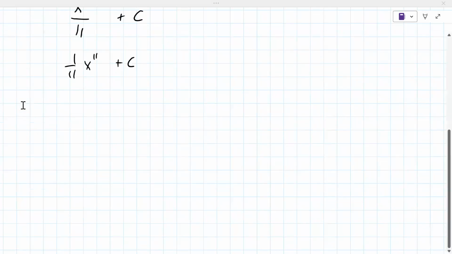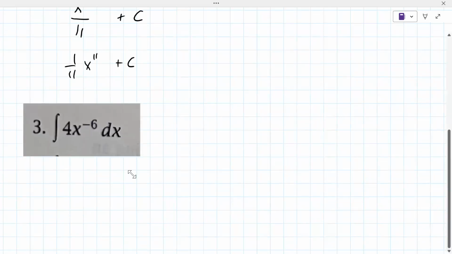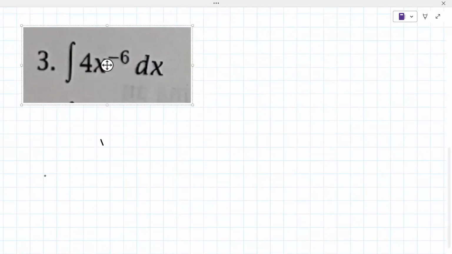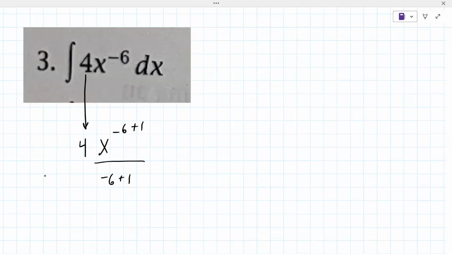4x to the minus 6. Again, you just add 1 to the exponent. So whatever the exponent is, you add 1 and you divide by the new exponent. This constant just comes with it, just like with derivatives, just comes with it. Plus c. So 4x to the negative 5th power all over negative 5, right? Plus c.